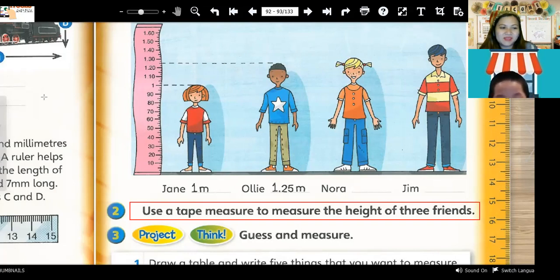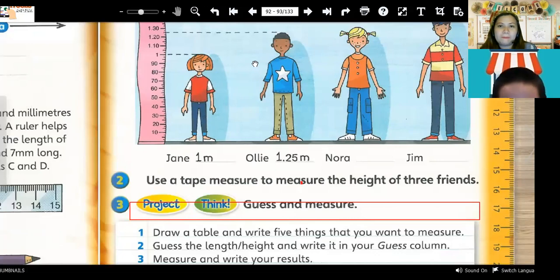Yes, I do it. Okay, very good. So again, use a tape measure to measure the height of 3 friends. Just like that one. Like how we measure Jane, Ollie, Nora, and Jim. This time you will measure your friend, of course. Is it clear or do you have questions? No, I don't have. All right.